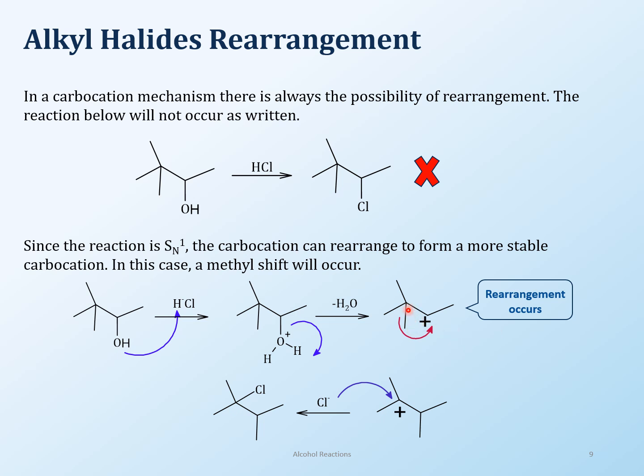There is a methyl shift. And once that methyl shift occurs, here's your methyl group. And now the carbocation is on the more stable carbon. So this is a tertiary carbocation, this is a secondary carbocation. Now the chlorine can attack here. You will never get any of this product at all. You will only get the rearranged product.